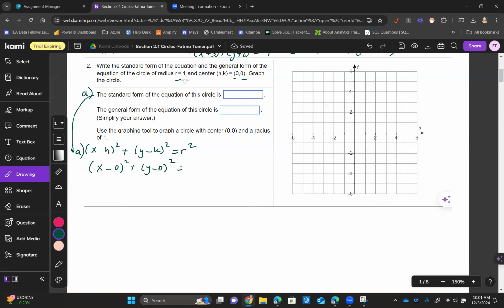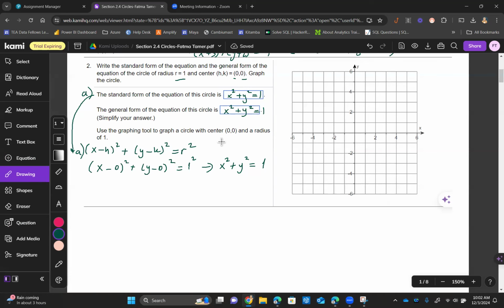And then the r value is given as 1, but I need 1 to the second power here due to the formula. Subtracting 0 from x doesn't really change anything, so this simplifies to just x², and this simplifies to y², and 1 squared is still a 1. So the first blank on the homework for this question, they want me to put x² + y² = 1. The general form is the same as the standard form here, since there's nothing to expand and organize like terms. So when the h and k values are 0, general form and standard form match exactly.